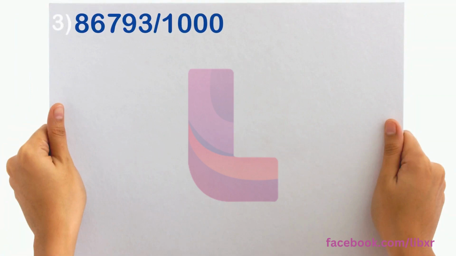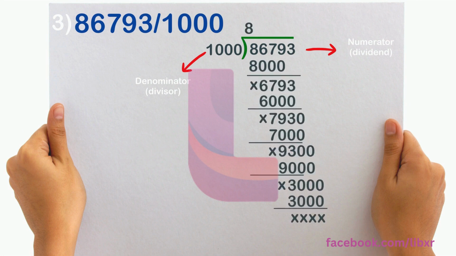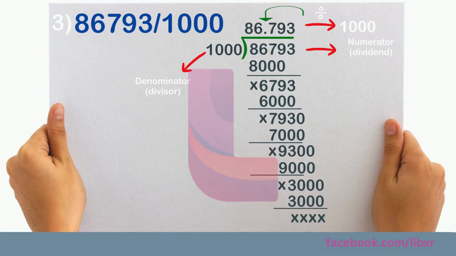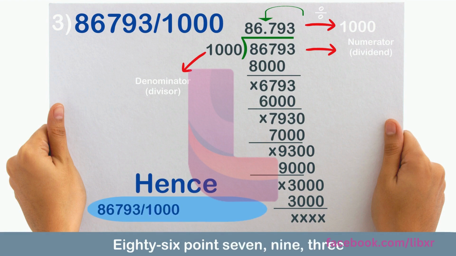86,793 by 1000. 1000 has 3 zeros, so we count 3 digits from the left and put the decimal point after it like this. So it becomes 86.793 and we read it as 86.793. Therefore, 86,793 by 1000 is equal to 86.793.